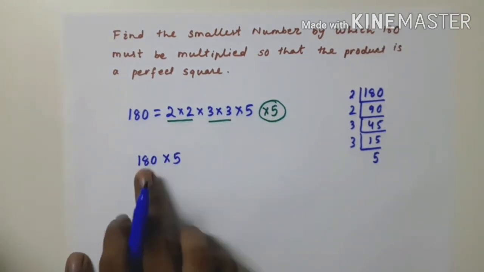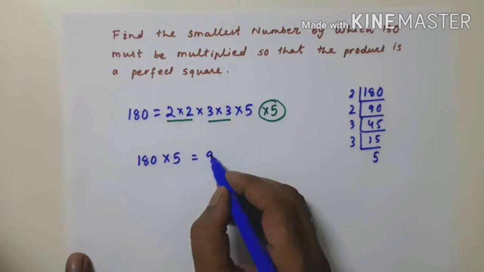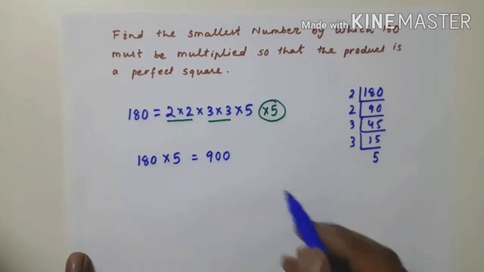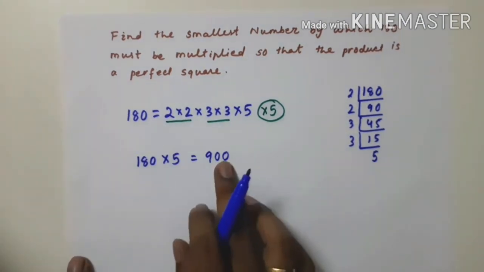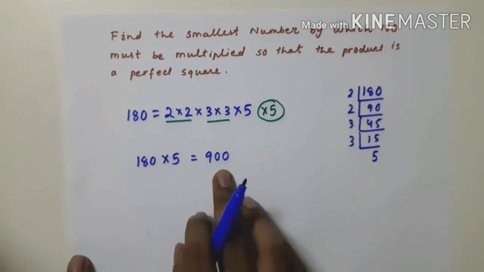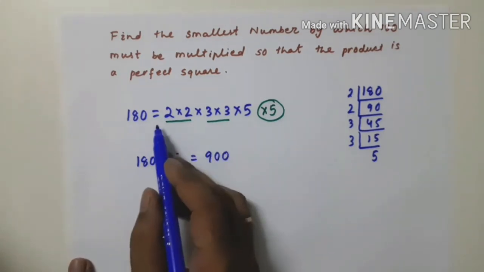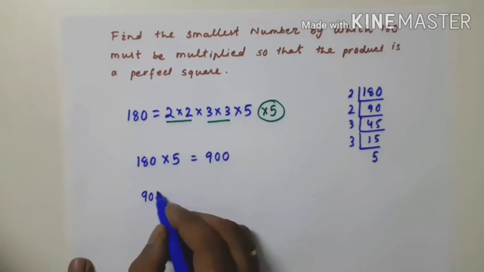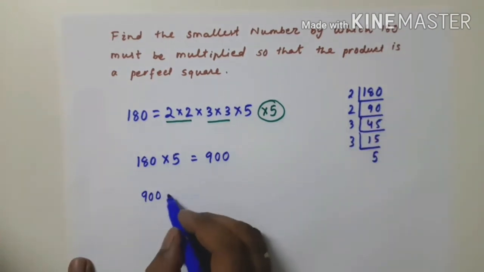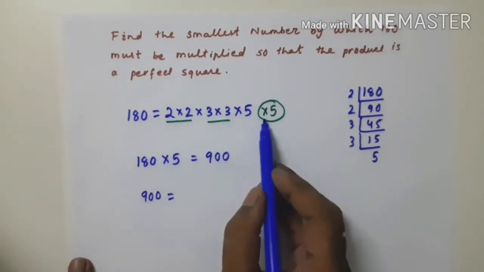So if I multiply 5 with 180, the answer we get is 900. Now 900 is a perfect square. Now how to check it? So as you can see here, 900 need not be prime factorized again like this. Just as we have seen, we have just multiplied 5 here.